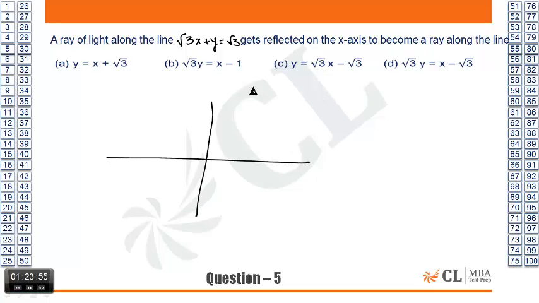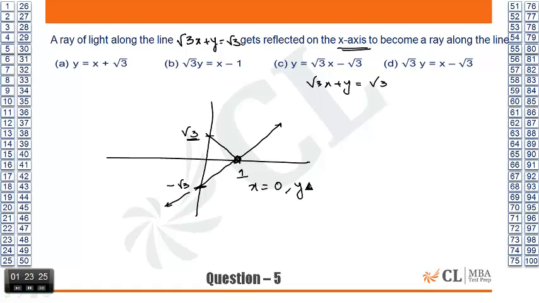Let's just try this. So we have the line root 3 x plus y equal to root 3, which means when x equal to 0, y should be equal to root 3. And when y equal to 0, root 3 gets cancelled and x will be equal to 1. So this line is going like this. It is getting reflected on the x-axis, so it will be a line that goes like this. If this is root 3, this will be minus root 3. So when x equal to 0, y should be equal to minus root 3, and when y equal to 0, x should be equal to 1. It has to go through these 2 points.